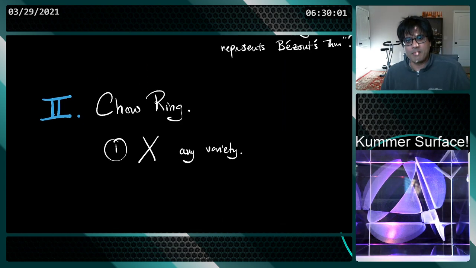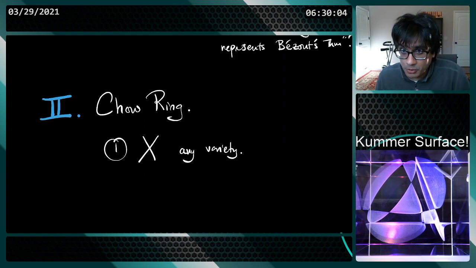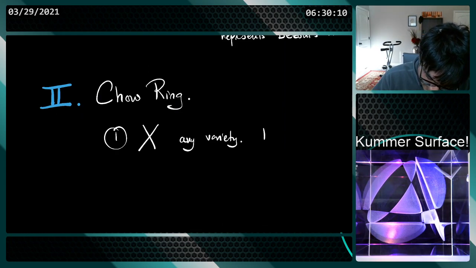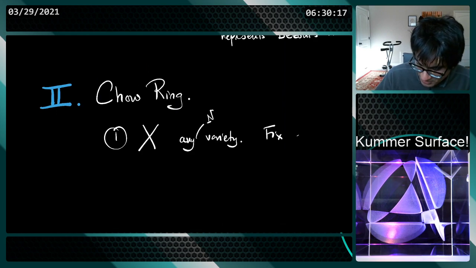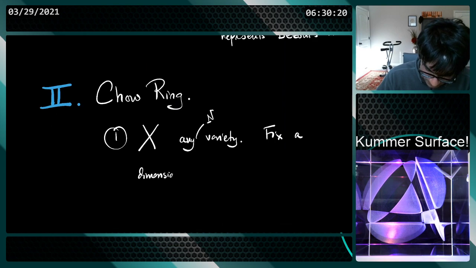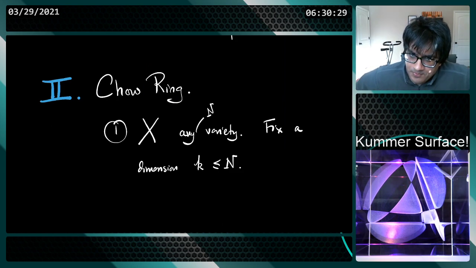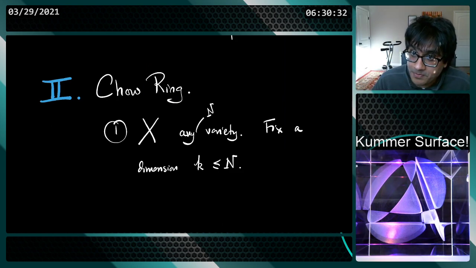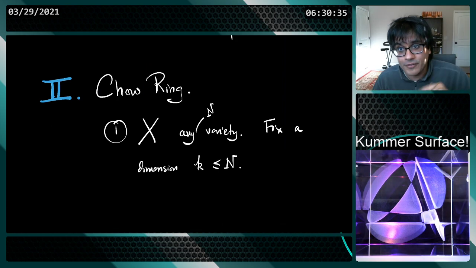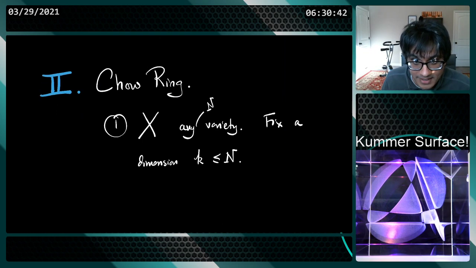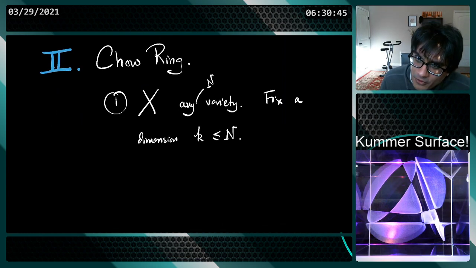Then there's something called the Chow groups of X. So now fix a dimension. So X is any n-dimensional variety. Fix a dimension k that's smaller than or equal to n. And now what you do is you try to write down every subvariety first, and then mod out by an equivalence relation, very much like one curve of degree d is the same as any other curve of degree d. That's the idea.